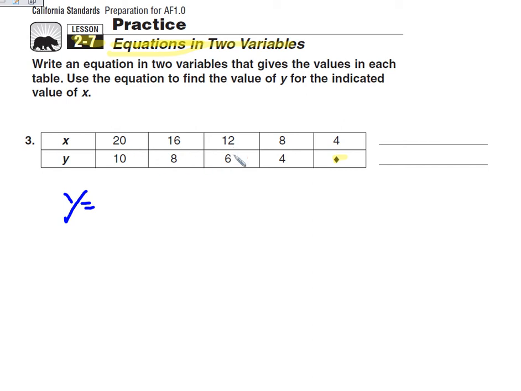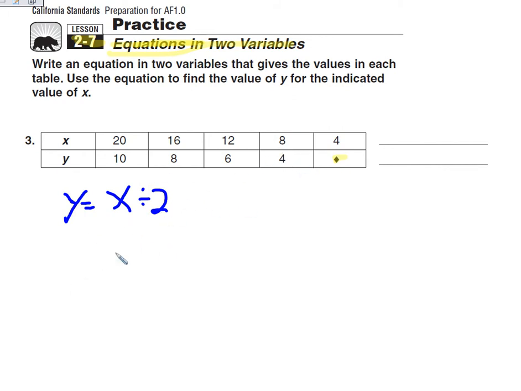But I can also notice that divided by 2, 20 divided by 2 is 10. 16 divided by 2 is 8. 12 divided by 2 is 6. So it's whatever x is, and that seems to work. Whatever x is divided by 2 is going to give me y. Give me something down here. Well, let's test it. Let's test our theory.